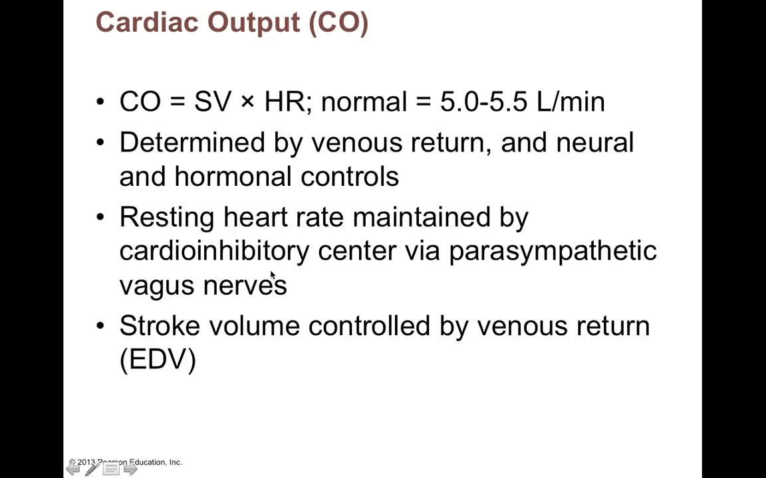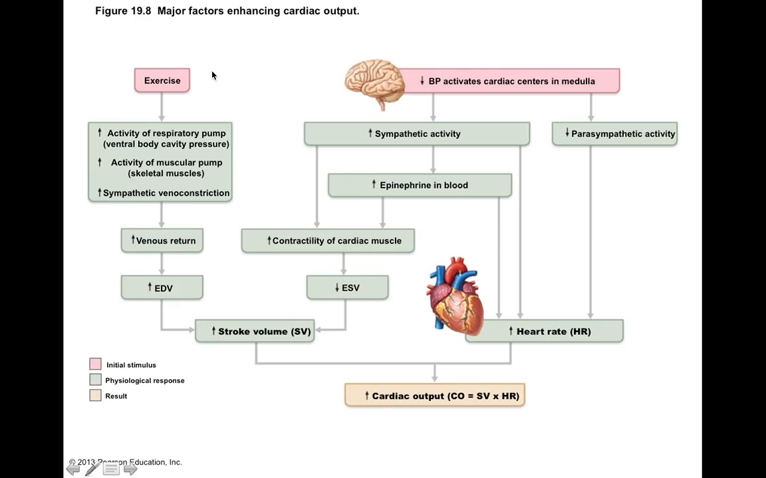Okay? And so then resting heart rate's maintained by what's called the cardioinhibitory center, which is your parasympathetic nervous system mediated by the vagus nerves. And so your vagus nerves, we talked about that, they keep your heart rate down during rest, right? And then stroke volume is controlled by venous return or EDV. So what this flow chart here shows you guys is just a nice summary of these effects, and things we've already talked about as well.